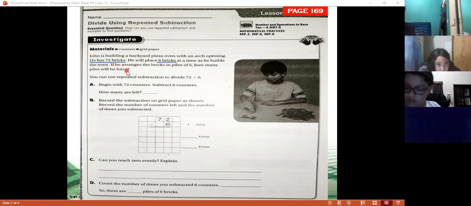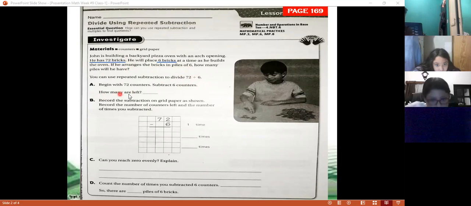Now, the question of this problem is this. If John arranged the bricks in piles of 6, how many piles will he have? So it's asking you here, how many piles will he have if he organized the bricks in piles of 6? It says you can use repeated subtractions to divide. So according to the information, we have 72 bricks divided by 6, because it says he arranged the bricks in piles of 6. So 72 divided by 6. This is our division.